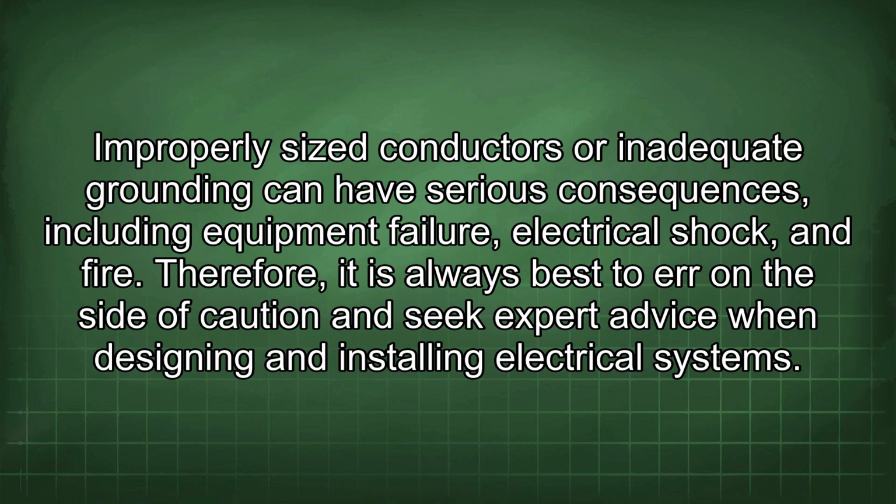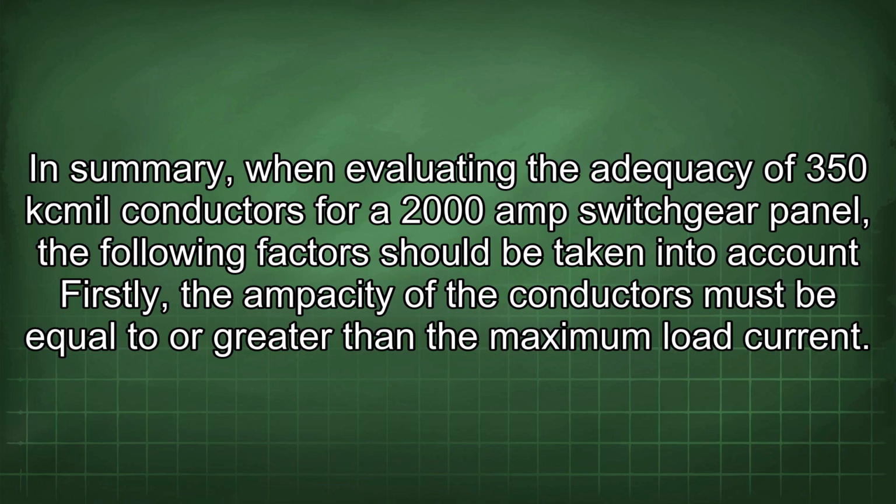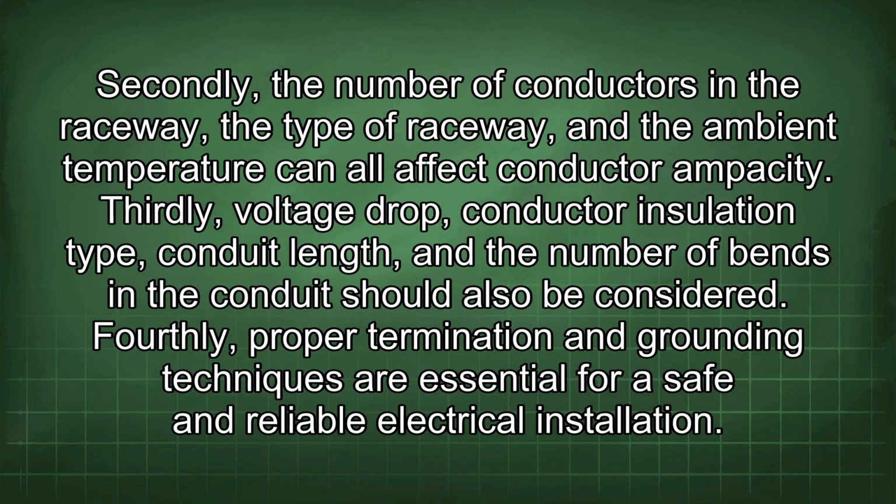electrical systems. In summary, when evaluating the adequacy of 350 kcmil conductors for a 2000 amp switchgear panel, the following factors should be taken into account. Firstly, the ampacity of the conductors must be equal to or greater than the maximum load current. Secondly, the number of conductors in the raceway, the type of raceway, and the ambient temperature can all affect conductor ampacity. Thirdly, voltage drop, conductor insulation type, conduit length, and the number of bends in the conduit should also be considered. Fourthly, proper termination and grounding techniques are essential for a safe and reliable electrical installation.